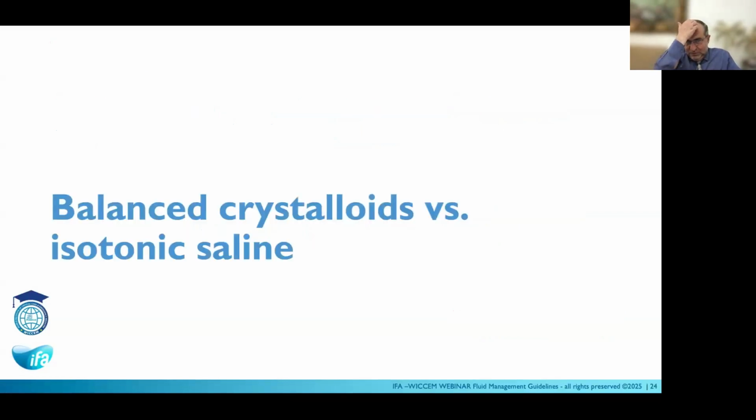We'll move to the second category, balanced crystalloids or isotonic saline. Probably isotonic saline is the most common fluid used around the world. I mean, if you take globally, this is probably the most commonly used. And it's fantastic, it is cheap, it's available, but it has too much chloride. And it can cause hyperchloremic metabolic acidosis, and now we recognize it can induce acute kidney injury.